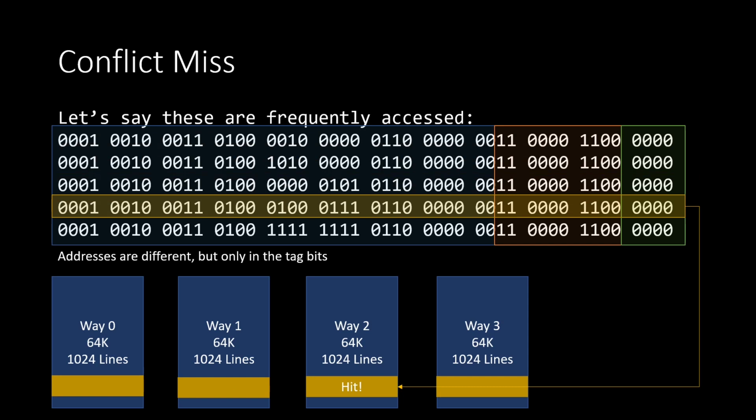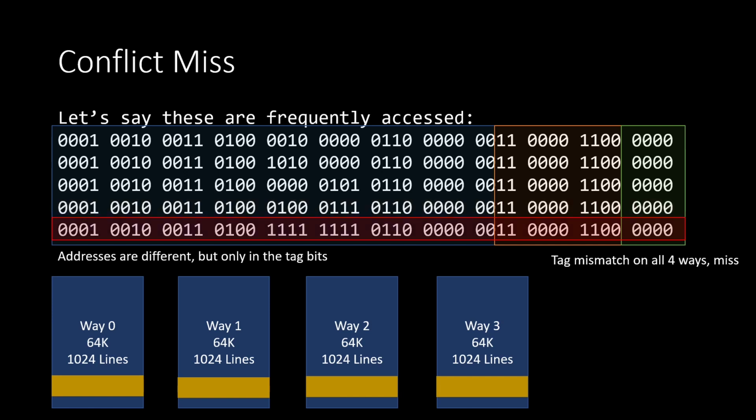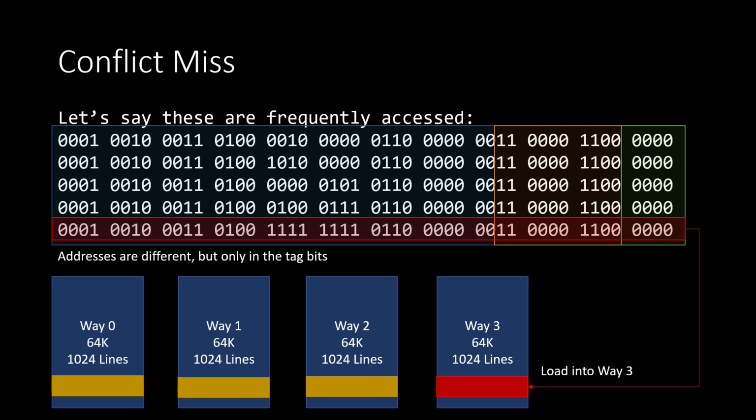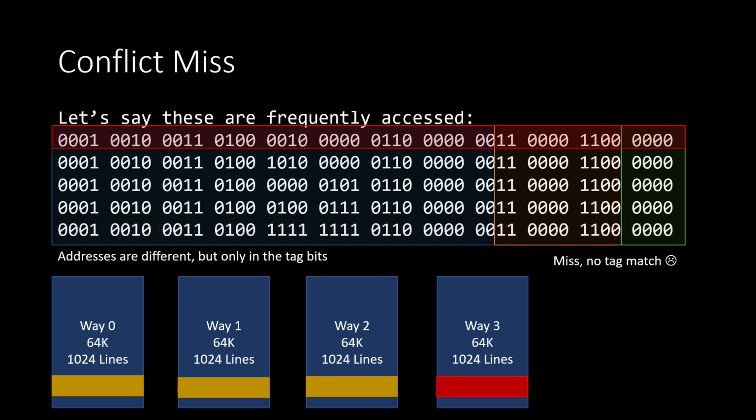But now let's say we also access this 5th address that also only differs in the tag bits. Sorry, we also access this one frequently. So when we get there, we're going to have a cache miss because it does not match tags in any of these 4 ways. And we're going to want to try to load it into the cache so the next time we hit it, we have a cache hit and it's fast. Unfortunately, we have to pick one of these 4 slots to put this address into. No matter which one we pick, we are evicting a line that we're going to use. Let's just say we put it into way 3 here. Well, too bad.